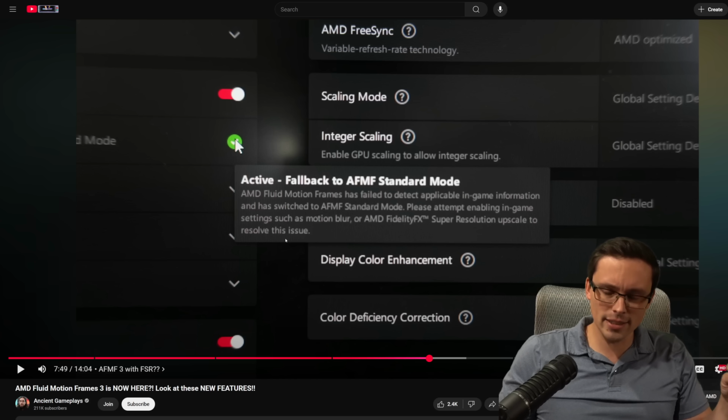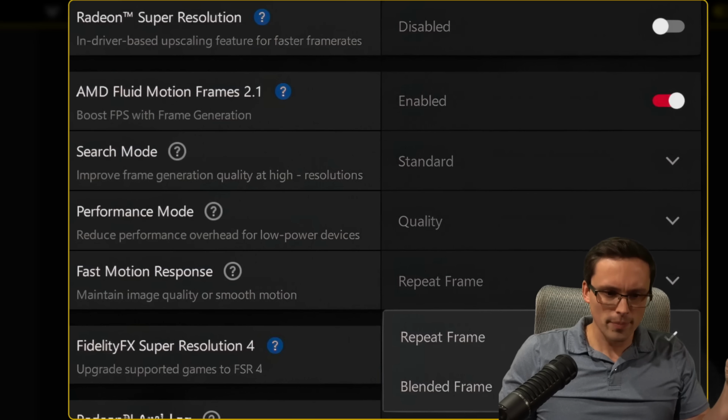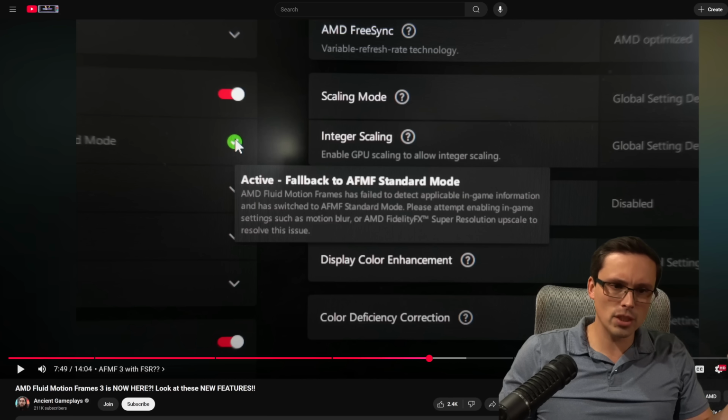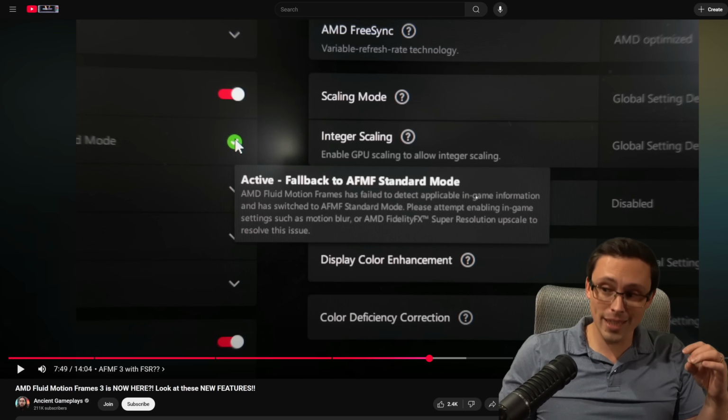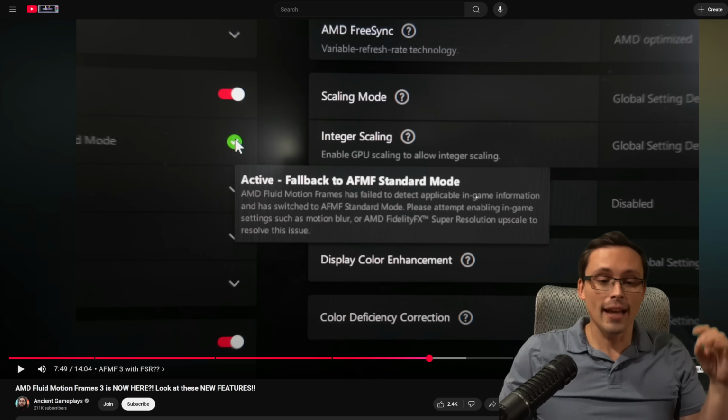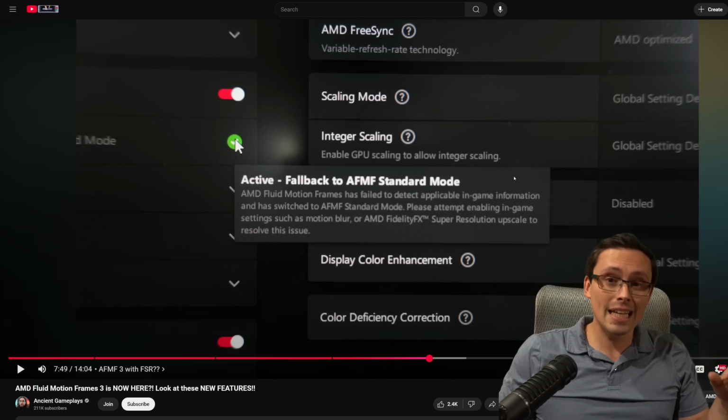But as I understand it, he used this driver, but then also used, I think it's AMD Profile Inspector, which is a third-party tool that I haven't tried out myself. But it seems like using those two things was able to trick it into thinking AFMF 3 was a thing. Now, to be clear, it was not able to actually use AFMF 3.